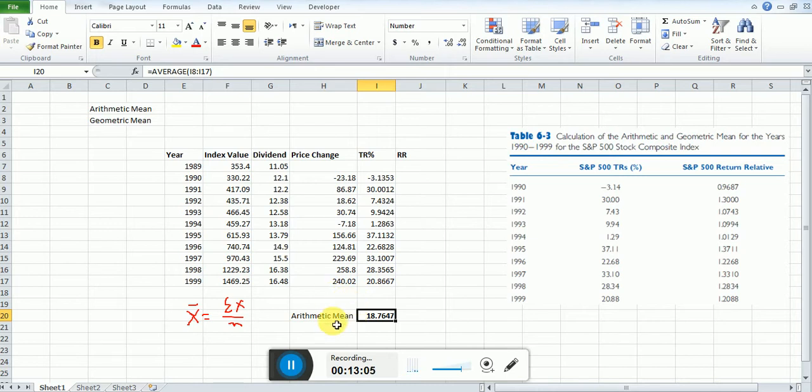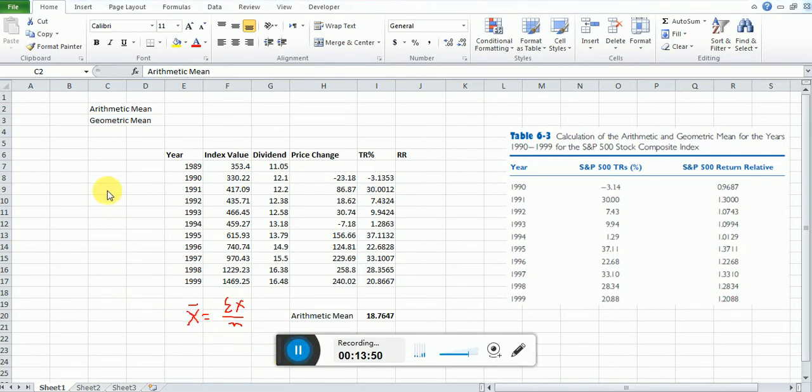But dear students, the use of arithmetic mean in finance is not appropriate. This is not used in finance, and what's the reason behind it? I'm just explaining. In finance we have to use geometric mean. Why does a finance analyst use geometric mean instead of arithmetic mean for computing the average return? First, you need to know the difference between arithmetic mean and geometric mean.